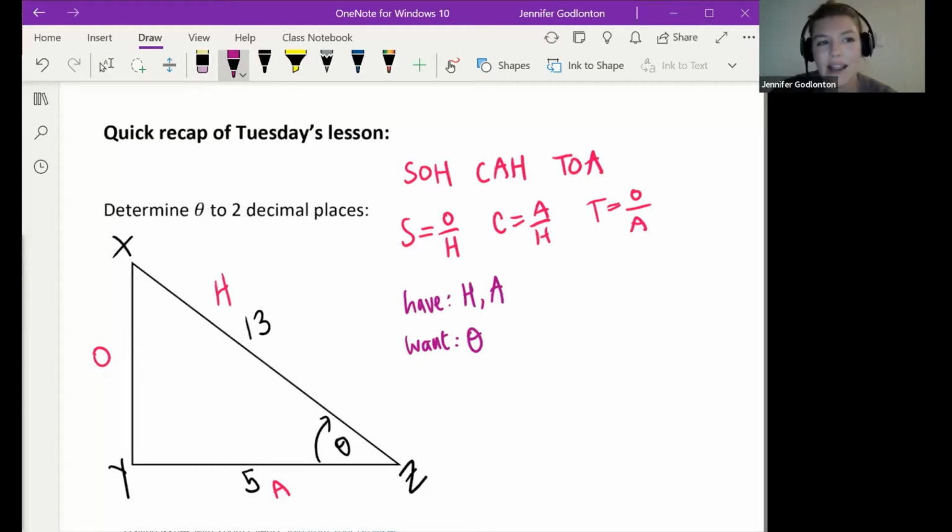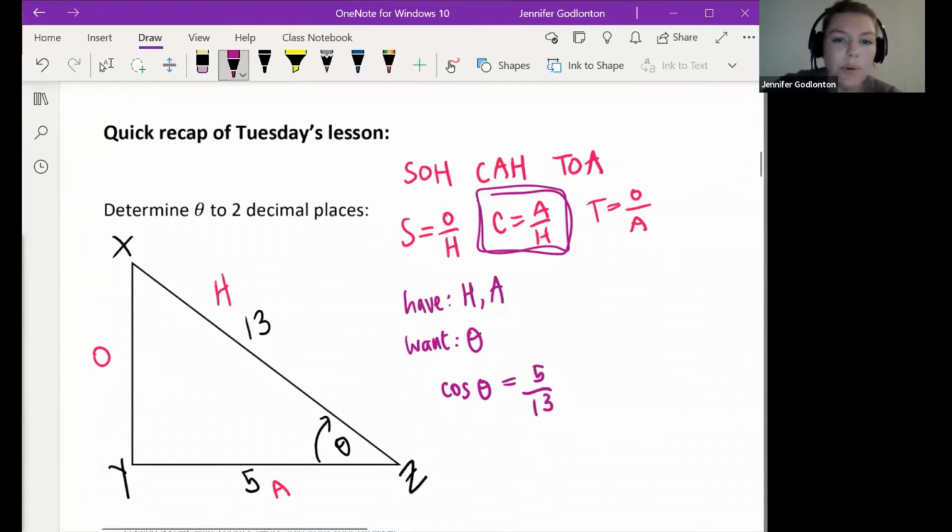And if we have A and H, Nokabonga, let me just call on you again. Which trig ratio do I want if we have A and H? We want the cos. Good, we want cos. We want this middle one. Okay, so we're going to write that in. We have cos theta is equal to adjacent, which is 5, over hypotenuse, which is 13.